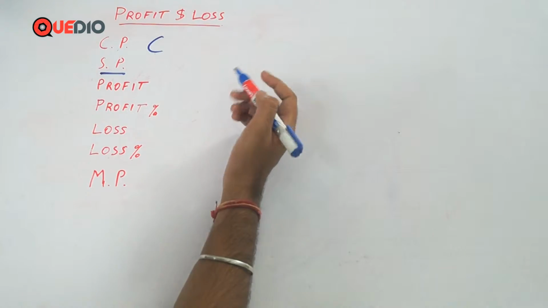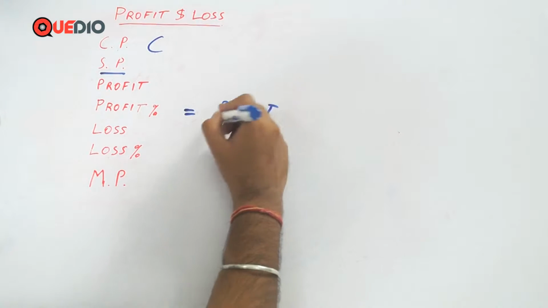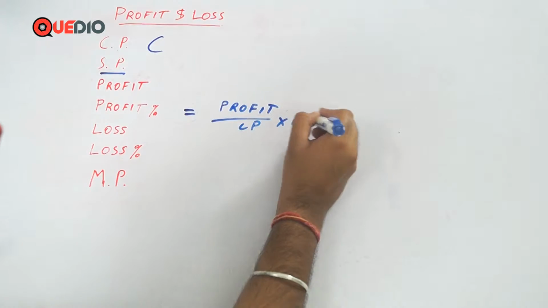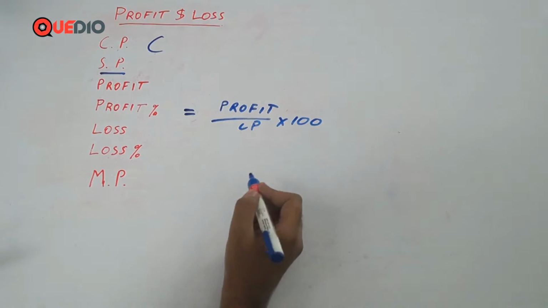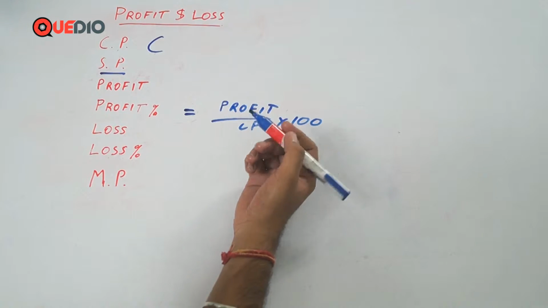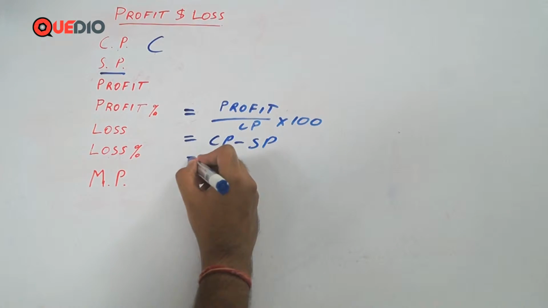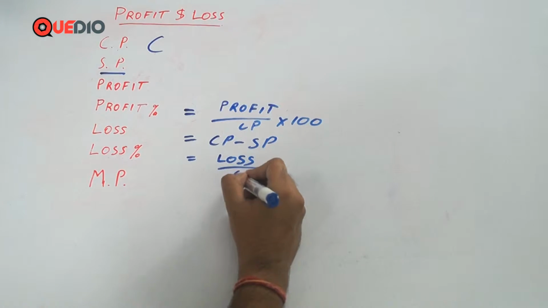Profit is the difference between the selling price and the cost price, when the selling price is obviously greater than the cost price. Profit percent is profit upon cost price into 100. Loss is when the cost price is more than the selling price. It is cost price minus selling price, and loss percent is loss upon CP into 100. Remember, loss percent and profit percent are always on cost price, not on selling price.